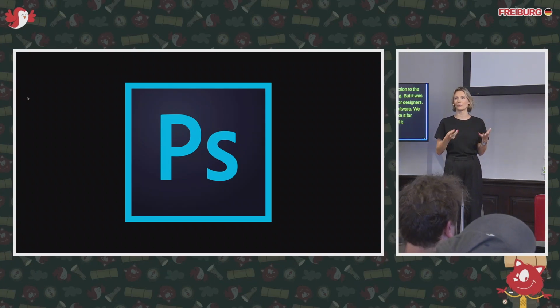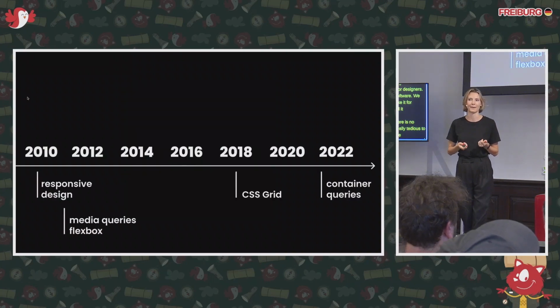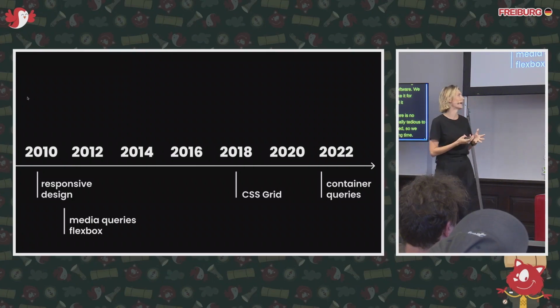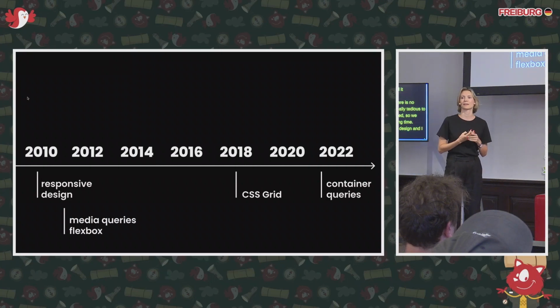There is no components, there's no styles. It's really tedious to do changes. It's not even vector-based, so we were locked in this bitmap hell for a long time. Now, stuff started moving for web design, and I think it was about 2009 where the first article appeared talking about the idea of responsive design, and then stuff happened.